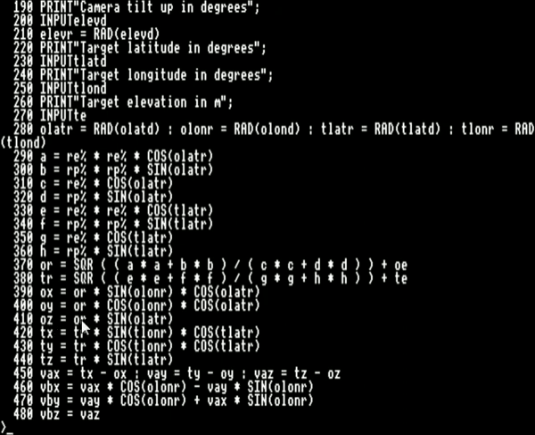Observer's z coordinate is the radius times the sine of the latitude. This is how far north, how far polaris-wards you are from the equator. Same thing for the target. These are our Cartesian coordinates.